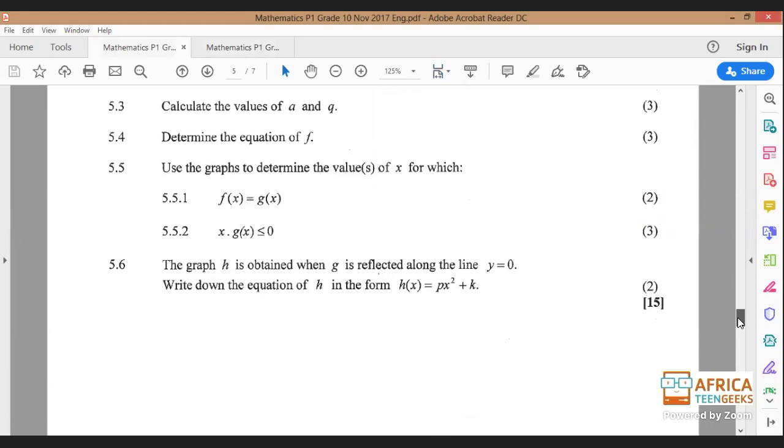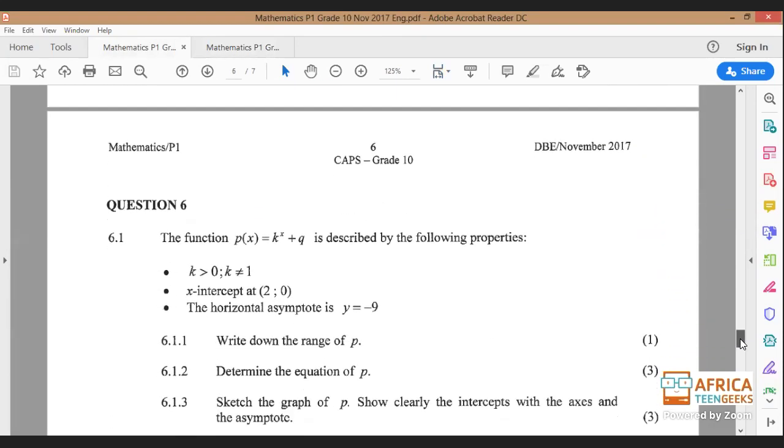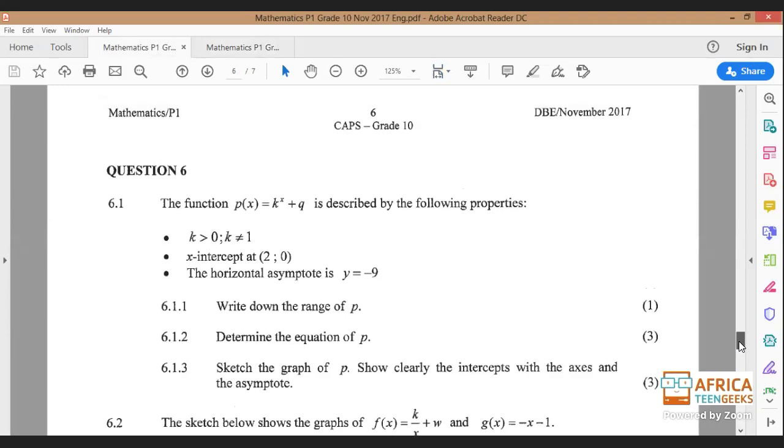Okay, cool. Now I want us to look at question 6. However, we won't finish the whole of question 6. Question 6 says the function p of x equals k to the power x plus q. Because there is a power, we already know that this is an exponential graph. It is described by the following properties: k is greater than 0, but k is not equal to 1.